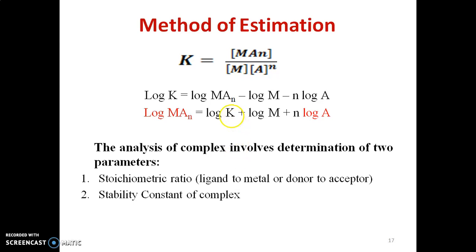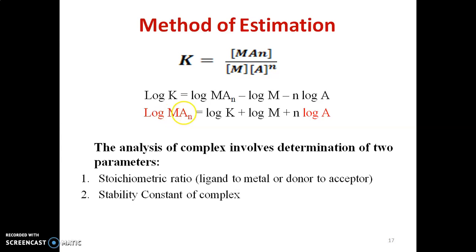Next, if we transform this onto the log scale, the equation will be log of complex MAn is equal to log K plus log metal ion concentration plus n log concentration of ligand or donor ions. Now, if you observe the highlighted terms in this equation, these are what we generally estimate in complexation.